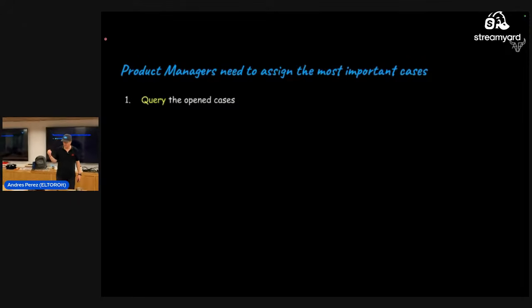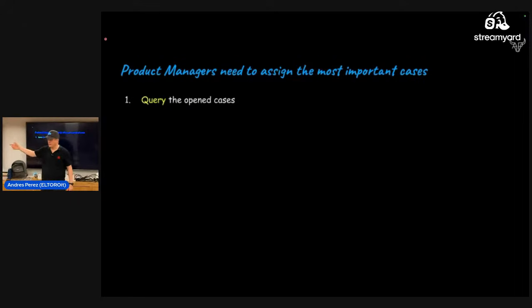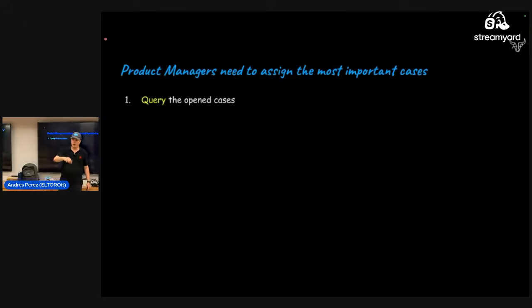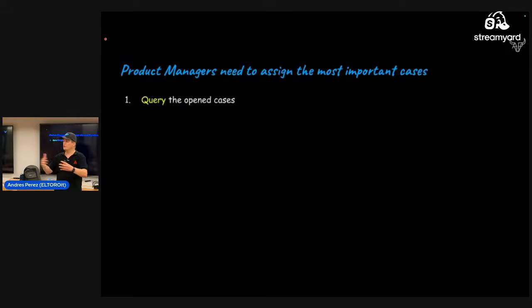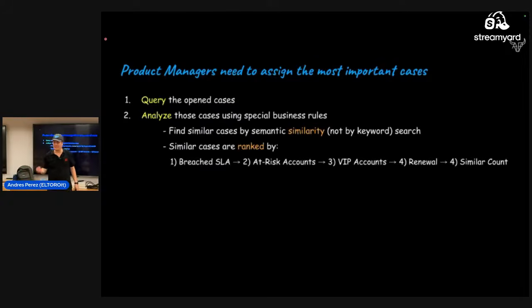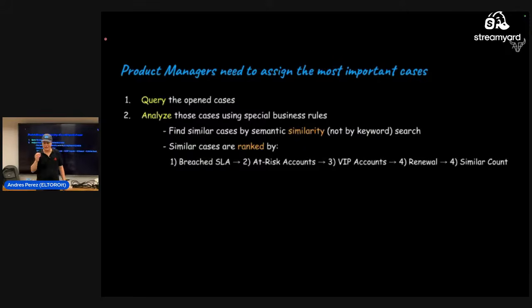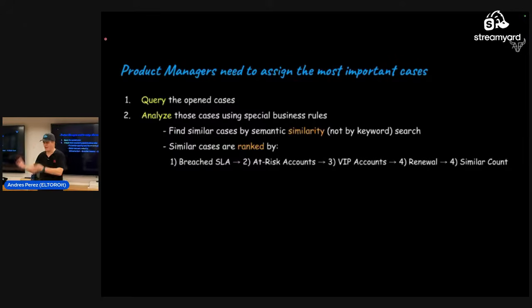Well, they can do 3 things in order. First thing they will do is query which cases are open and need to be worked on. But there's going to be many. So they need to be able to determine which ones are the most important. That's the second step, which is to analyze. We're going to analyze those open cases using some business rules. I made these business rules up, so the exercises are geared towards that, but you can apply this to anything that makes sense for you.